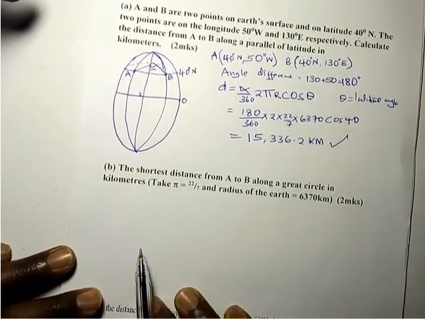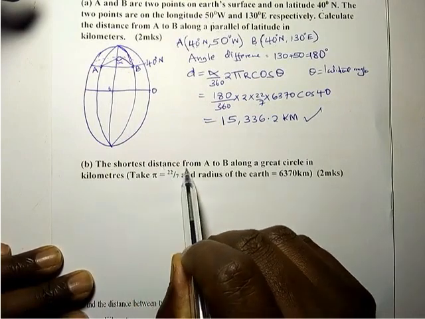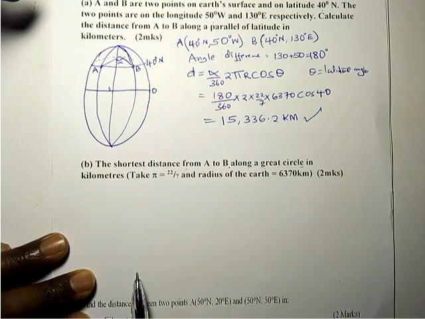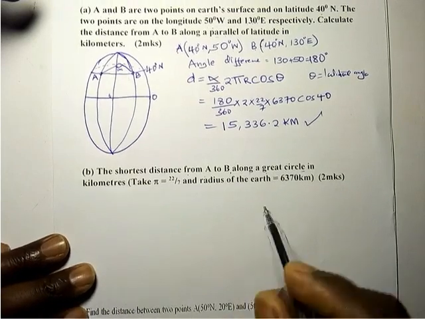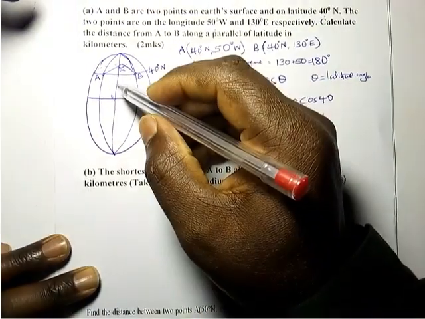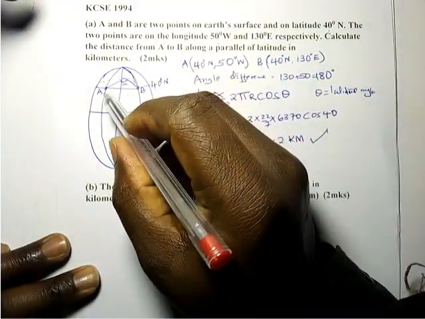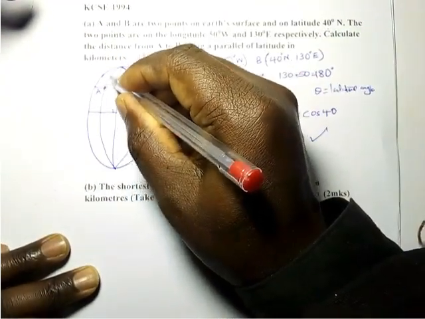Number B, the shortest distance from A to B along a great circle in kilometers. So now we are calculating the distance between A and B, but this time round along a great circle. Tunajua vizuri that a great circle inapita kwa longitude. So we are going to calculate the distance AB through A going this way.